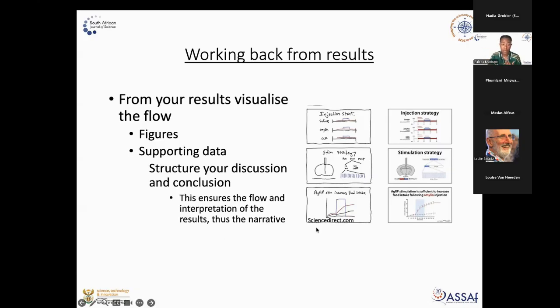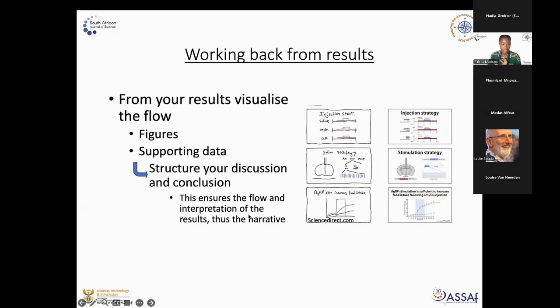And also this helps when you're ready to structure your discussion and conclusion. It helps with ensuring the flow, the interpretation of the results, and thus the narrative that you are eventually going to be communicating to the people. So this is the gist of all of those papers. Focus on your results, start there, and also do a storyboard to actually see what the story is. You're going to be putting things here and then see how that flows, and this is going to be helpful for your discussion and conclusion.